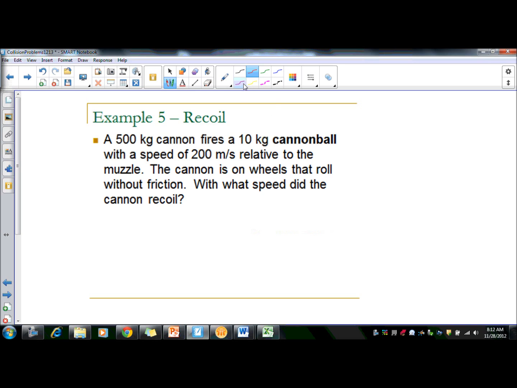We have a 500 kilogram cannon, so we'll make that our M1, that fires a 10 kilogram cannonball. So again, you can already see the difference in the masses. And that cannonball has a speed of 200 meters per second. So the cannonball goes with the 200, so those are both 2's. We want to know, what is the speed of the cannon recoil? So speed would be v, and it's of the cannon, which is 1.